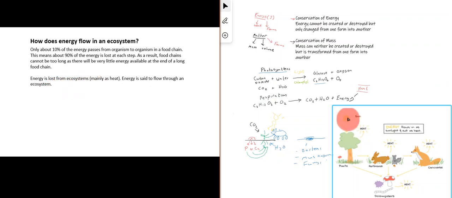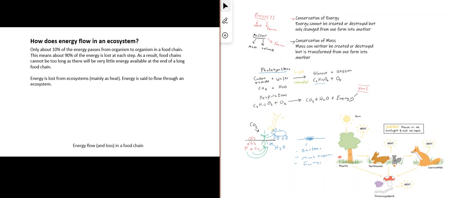For example, energy is passed on to the tree. Only 10% of the energy from the sun is taken up by the tree. The rest is lost as heat. Then when the herbivore eats the grass, only 10% of the energy inside the grass is passed on to the herbivore. And when the fox eats the rabbit, again only 10% of the energy is passed on to the fox. So food chains can't be too long, because there will not be much energy left at the end of the food chain.